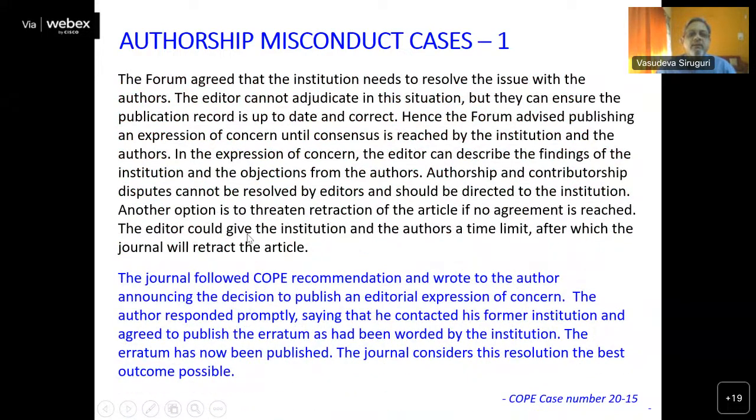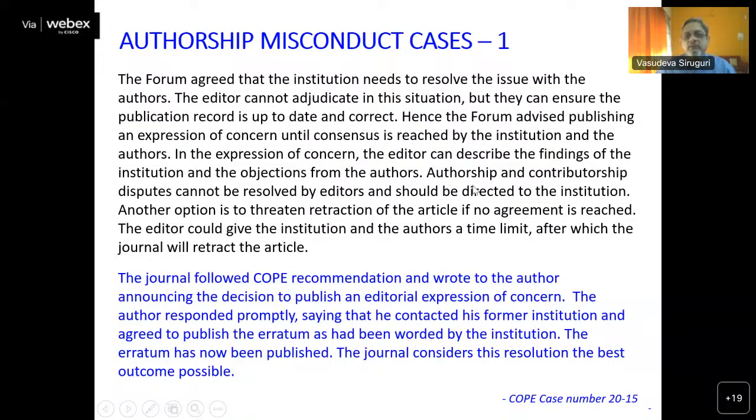Okay. So here the COPE forum stepped in and agreed that the institution needs to resolve the issue with the authors. Editors cannot adjudicate in this situation, but they can ensure that the publication record is up to date and correct. So the forum advised publishing an expression of concern until consensus is reached by the institution and the authors. And in this expression of concern, the editor can describe the findings of the institution and objections from the author.